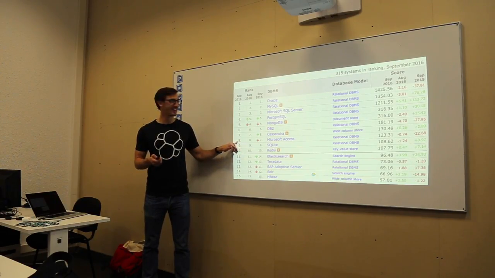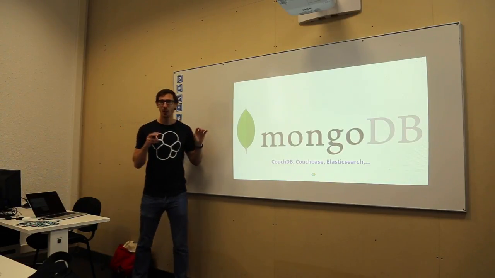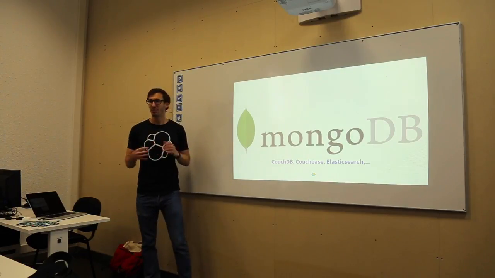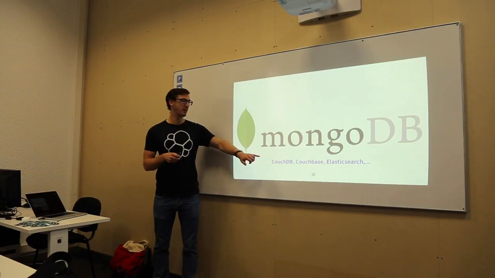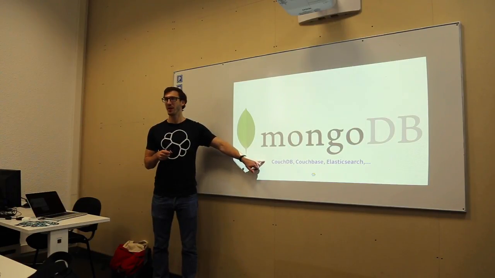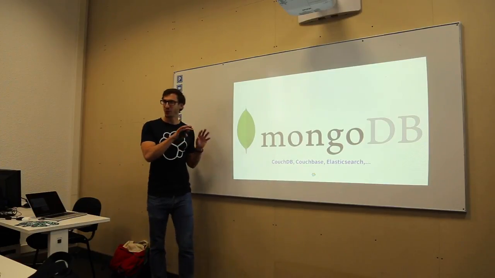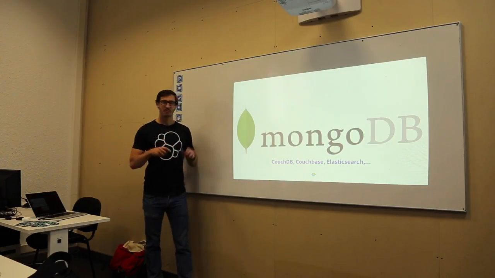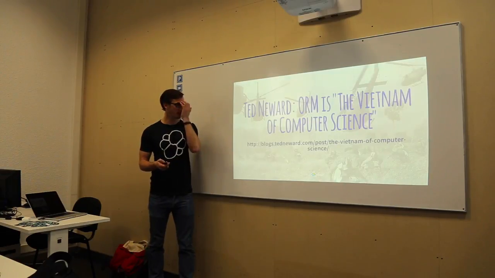Okay, let's talk about MongoDB. Even though what I say about MongoDB is pretty much applicable to all the document stores, so you could use CouchDB. They have a release 2.0 now, I wouldn't have believed it. Couchbase, Elasticsearch, everything that stores JSON. Pretty much the same, I'm just picking MongoDB since they are most widely used.